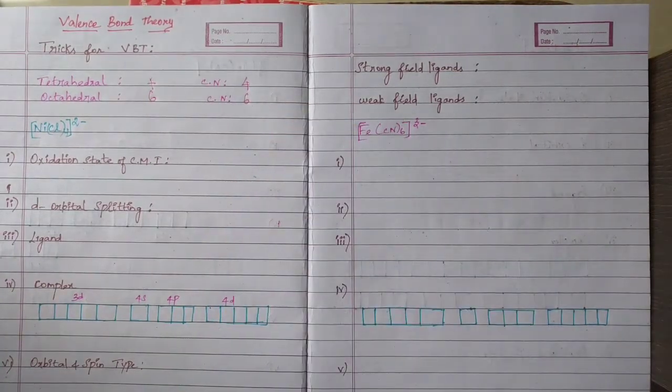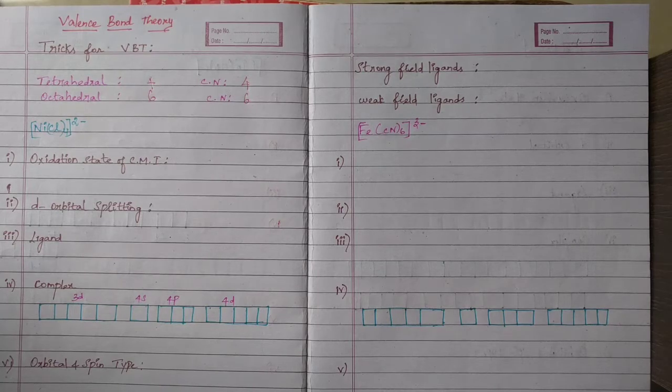So see here, today I am going to discuss 4 complexes. Here I am giving 8 points to complete the valence bond theory, students. If you are thorough in these 8 points, you can easily find out the complex hybridization, magnetic moment and magnetic behavior, everything. So first I am taking the nickel complex, nickel tetrachloro complex.